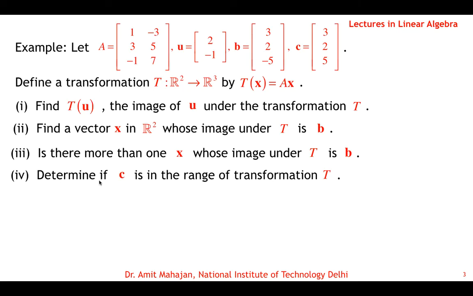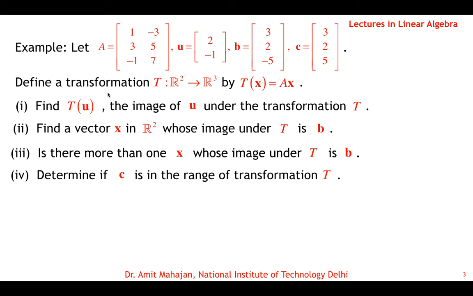And there is a fourth question: determine if this vector c is in the range of the transformation T. So c will be in the range of T if c comes as an output for some vector in the R2 space. That means if c has a pre-image. This fourth part is very similar: whether there exists a vector x in R2 such that T(x) is c or not.